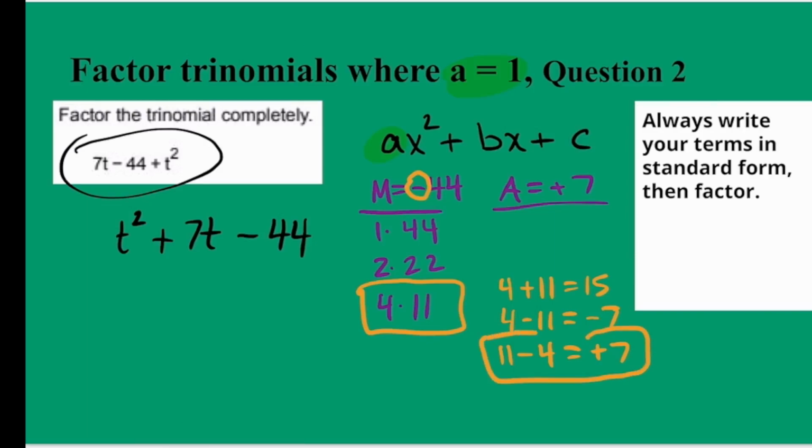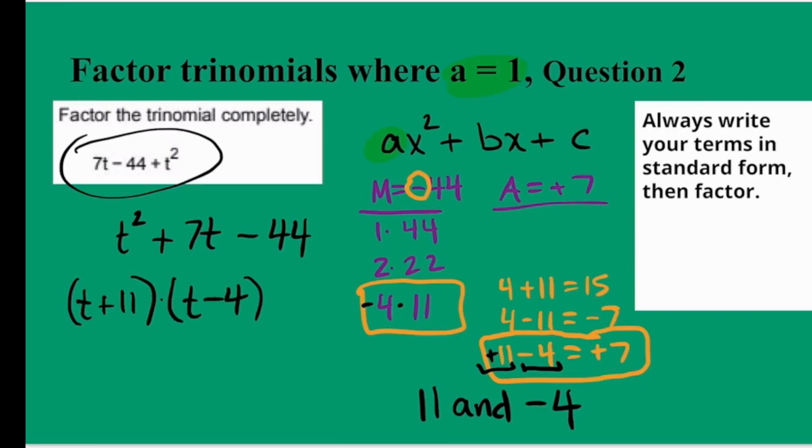This gives me positive 7, which means the numbers I'm going to use for my answer are actually not 4 and 11. It's 11 and negative 4. The negative 4 and the positive 11 add to get positive 7, and if you multiply positive 11 and negative 4, that's going to give you negative 44. And then we could write our answer as t plus 11 times t minus 4. And that would be how you factor trinomials if the first term is a 1x squared.